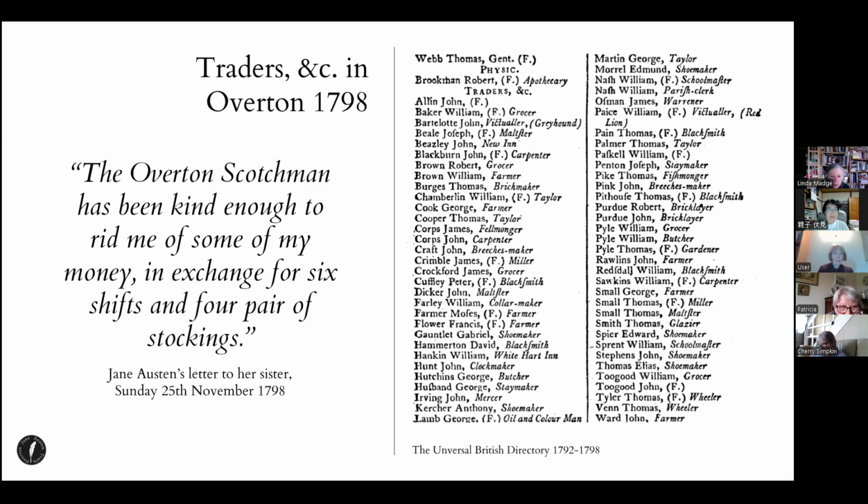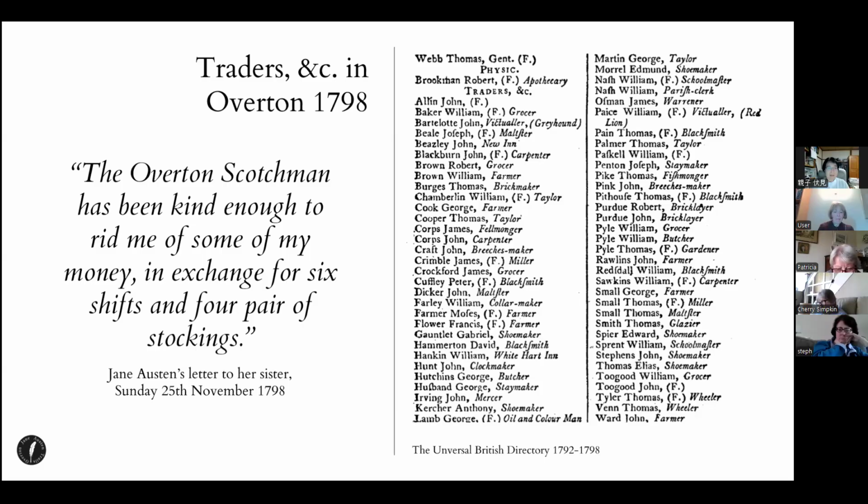We can see John Irving listed on the list of traders as a mercer, and it seems likely that this is the person that Jane Austen refers to as the Overton Scotchman from whom she bought her shifts and stockings.